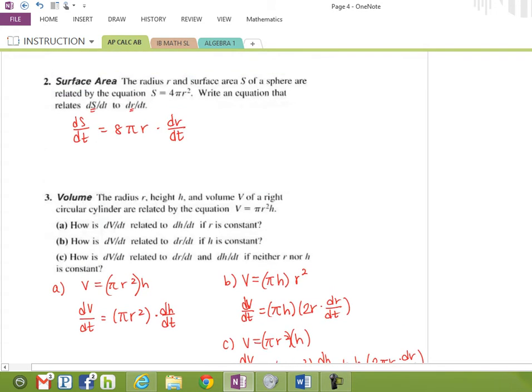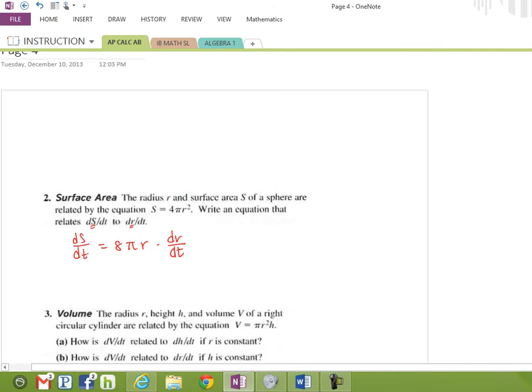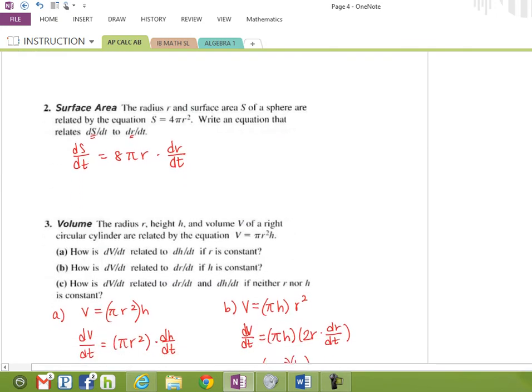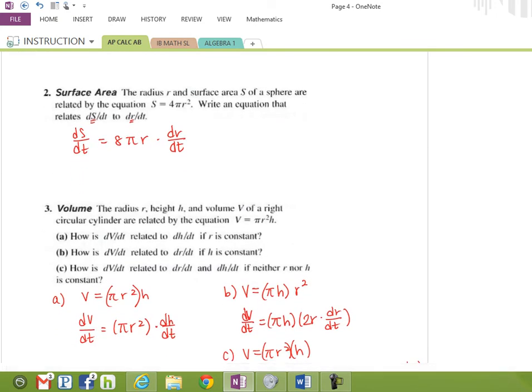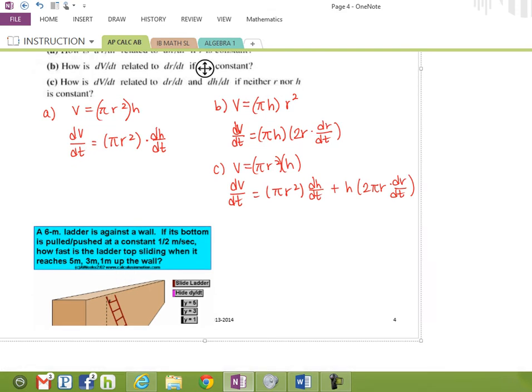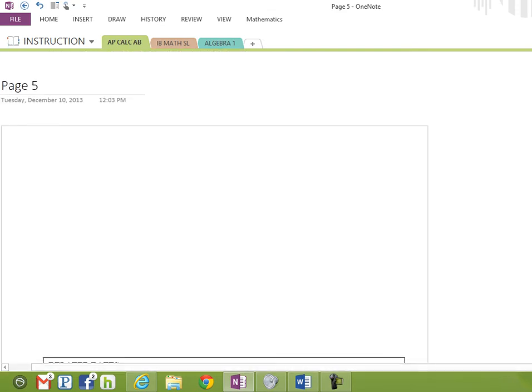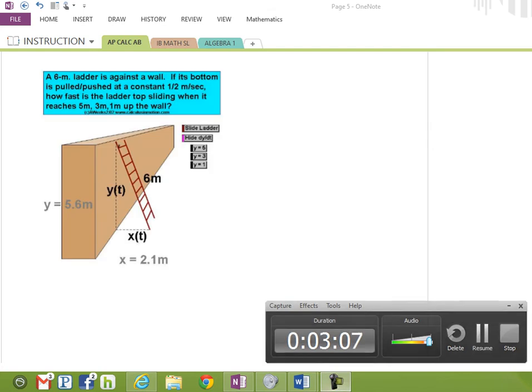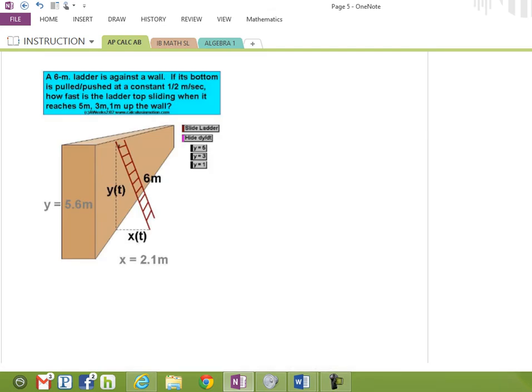So what I want you to see is that related rates, we're really going to get used to taking the derivative with respect to time. And now we're going to go through what a related rate actually is. So, let's see if this problem showed up properly. Okay. So this is a nice beginning related rates problem.